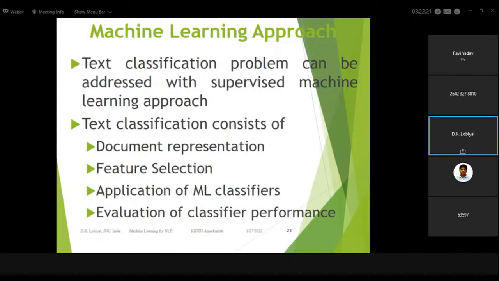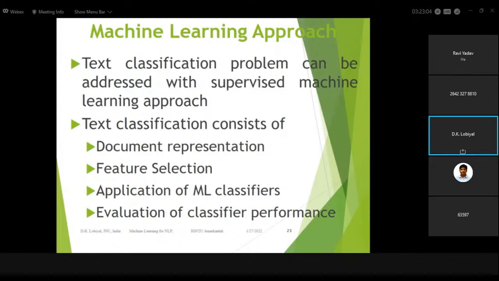So you need a document representation first, either vector space model. Then you need to apply feature selection, sorry, select certain important features from that document. Apply a machine learning classifier, whether you apply SVM, a linear regression, a logistic regression, any method you apply. Also, you need to have some kind of evaluation of a classifier. How to evaluate the performance of a classifier, that is equally important.